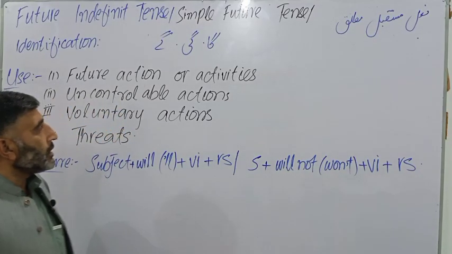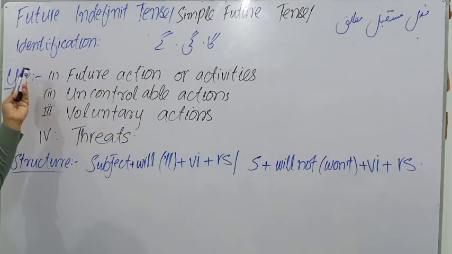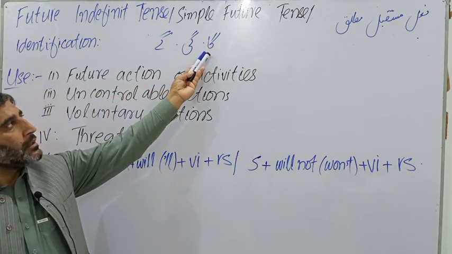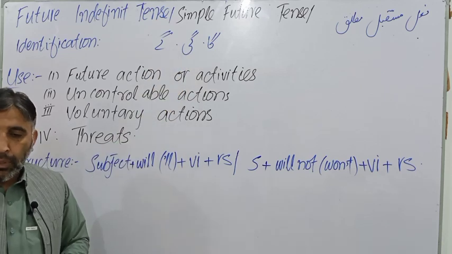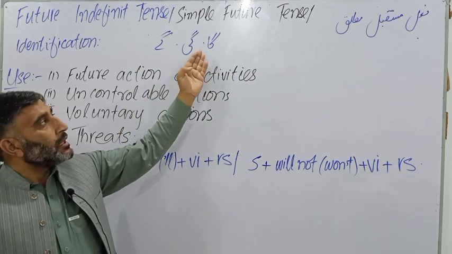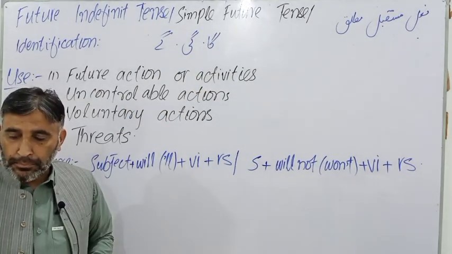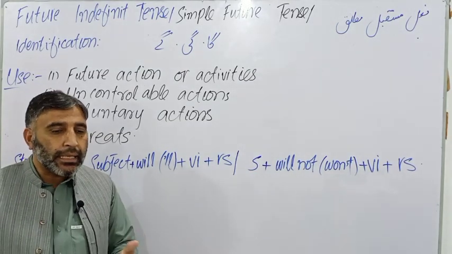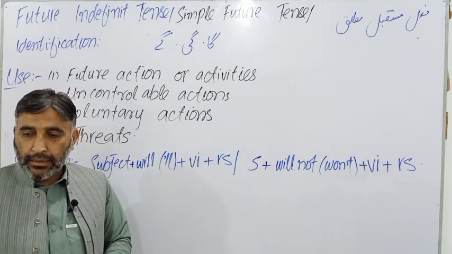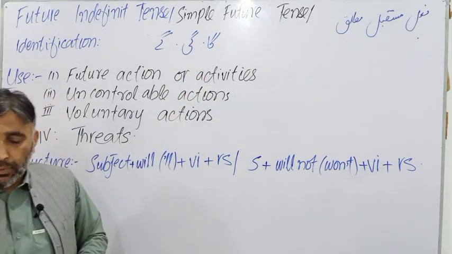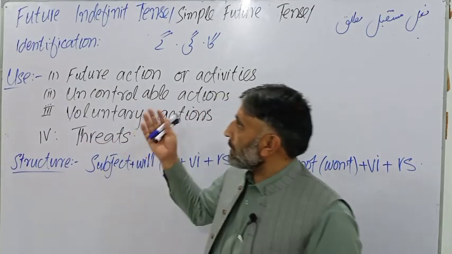And so far as the identification of this tense is concerned, identification means pehchaan. So what's the identification of this tense? Ga, gi, ge. Mean when we translate this sentence into Urdu, at the end of Urdu sentences usually ga, gi, ge come. For example, Bilal will go to school, Ahmad will write a letter, we will take a class, Aisha will wash the clothes. So in this way that is the identification of this tense.